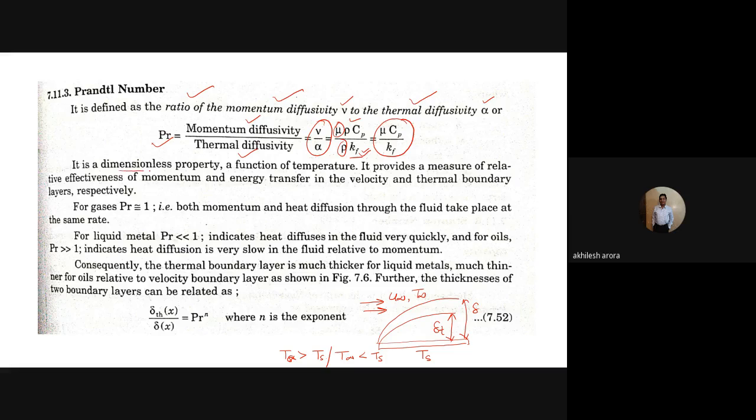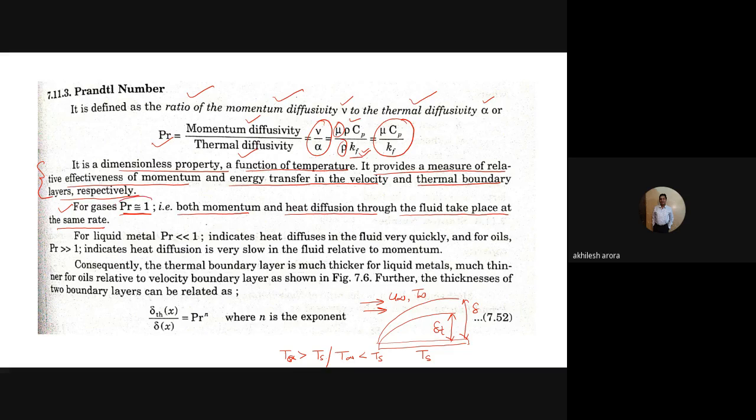You can see it here. It is a dimensionless property. It is a function of temperature. It provides a measure of relative effectiveness of momentum and energy transfer in the velocity and thermal boundary layers respectively. So this is very, very important. For gases, the Prandtl number is approximately equal to 1. That is, both momentum and heat diffusion through the fluid take place at the same rate.